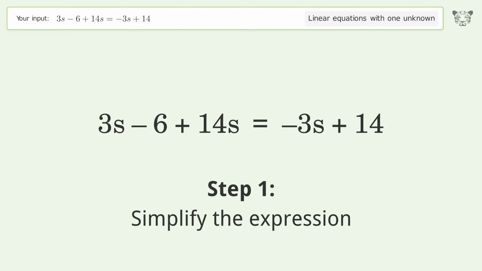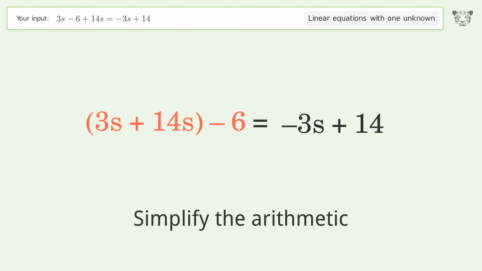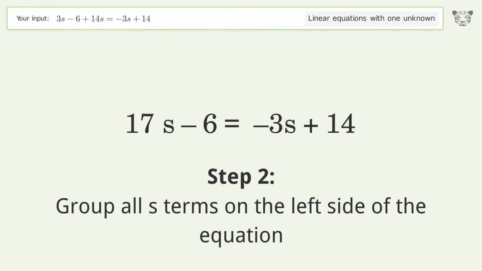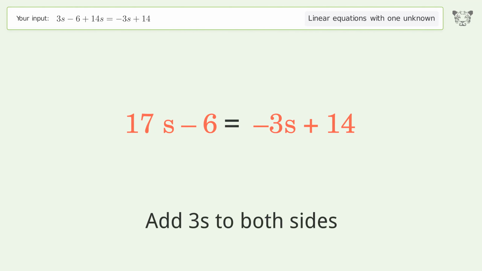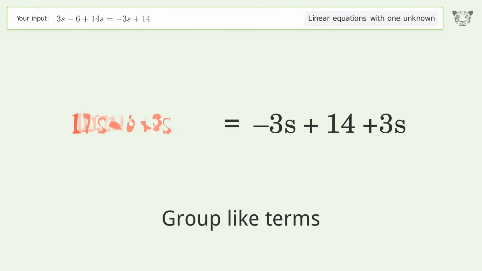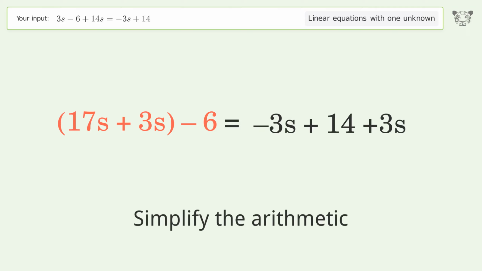Simplify the expression. Group like terms. Simplify the arithmetic. Group all s terms on the left side of the equation. Add 3s to both sides. Group like terms. Simplify the arithmetic.